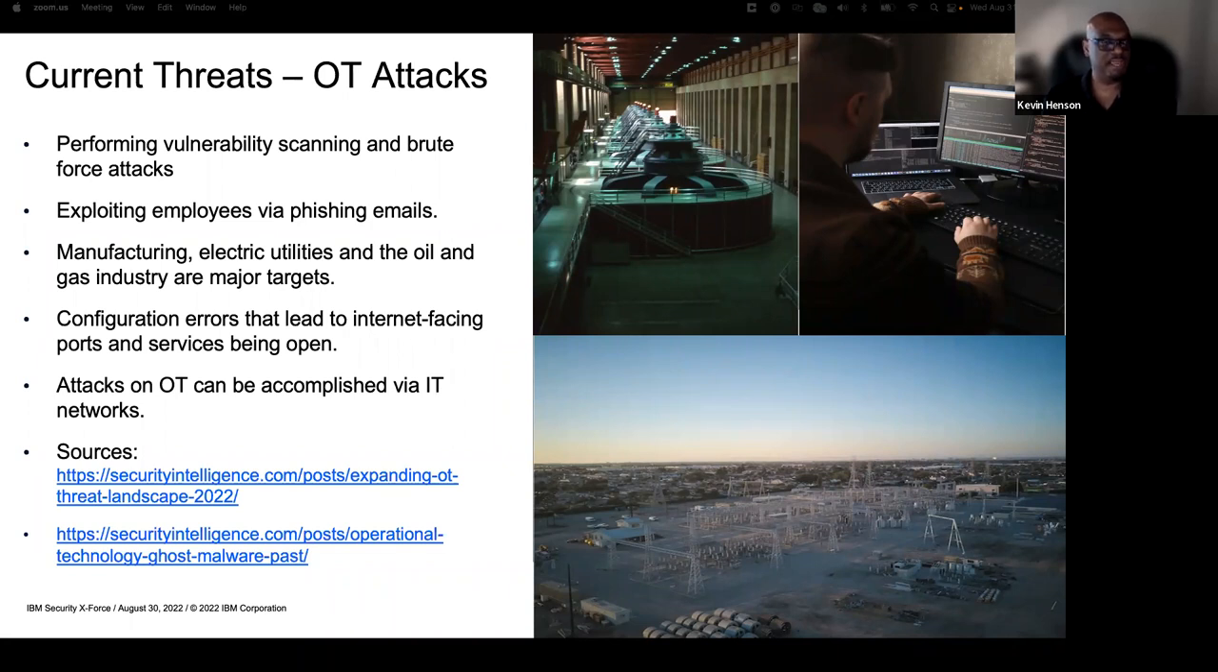Configuration errors are a big thing because they can lead to internet-facing ports and services being open. And attacks on OT can be accomplished via IT networks. For example, traditionally the OT environments like the electrical plants and the nuclear facilities are isolated. But since things are becoming more integrated, you have a pathway to get to the OT. So once you infect the IT system, like a server, and if that server is connected to a device within critical infrastructure, then the attackers have a pathway to get from IT to that OT device.